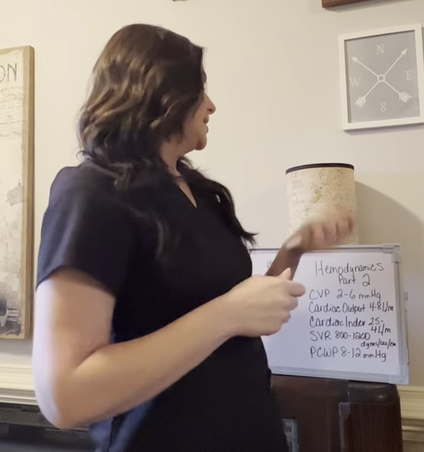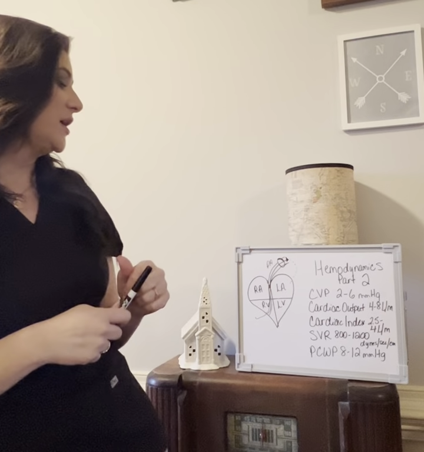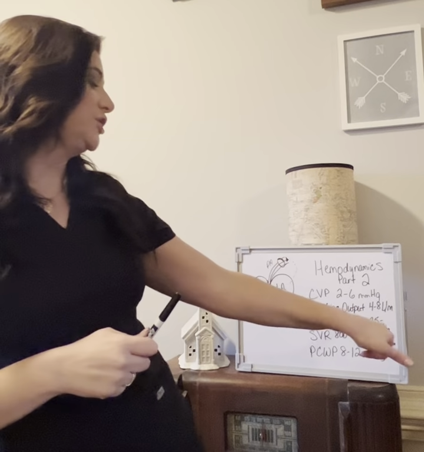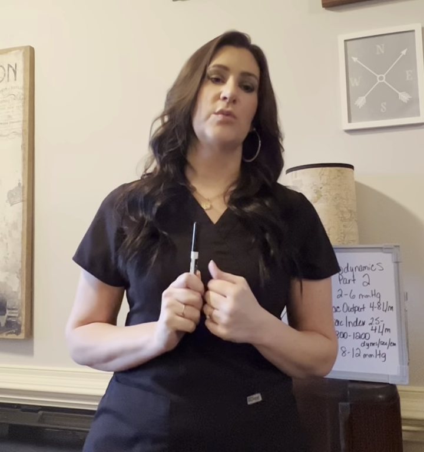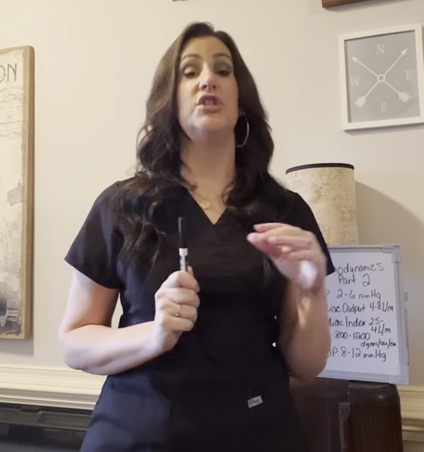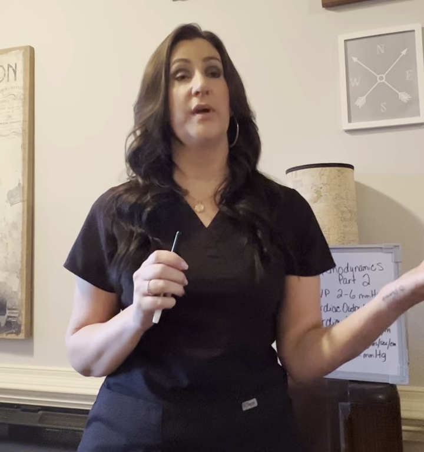All right. Next, I have cardiac index, and that ranges from 2.5 to 4 liters per minute. And cardiac index is a really good measurement. It just takes into account your patient's body surface area when reporting cardiac output. So a good number to remember for cardiac index is 2.1.